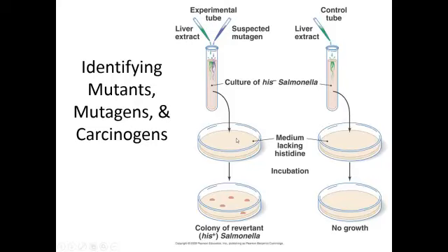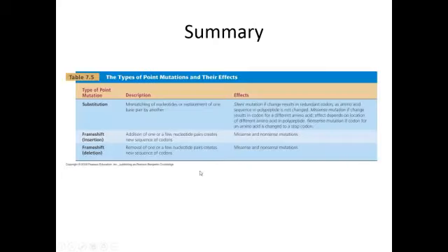We shake it up good. We put it on medium lacking histidine. For our control, occasionally we're going to have what are called reversions back to His-positive Salmonella. In other words, they're going to be able to grow, but we're not going to get very many. If the suspected mutagen speeds up the process so that we have more colonies of His-positive Salmonella, it's no longer a suspected mutagen, it's an actual mutagen, and it goes on for further testing to see if it's a carcinogen in multicellular animals. That's it for this topic.